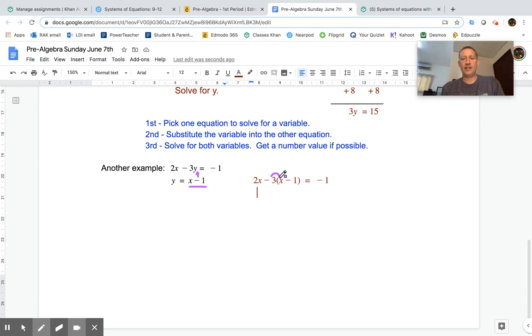Negative 3 times x is negative 3x. Negative 3 times 1. Well, what's a negative times a negative? It's a positive, right? So that's going to give us 2x minus 3x plus 3, because you had that negative times a negative. And then the other side's going to remain the same. Now we combine like terms. We have a 2x minus 3x. And that plus 3, we can move over to the other side and make it a minus 3.